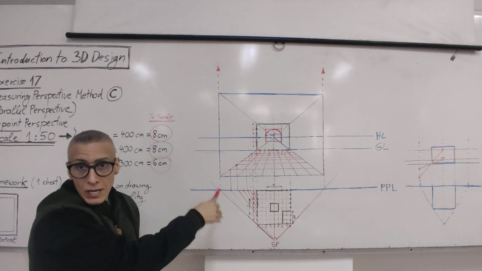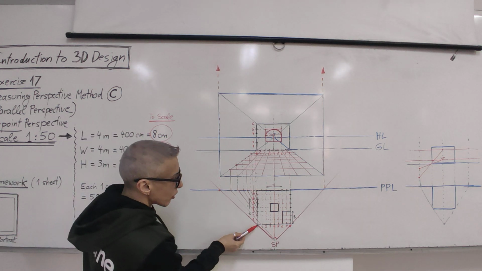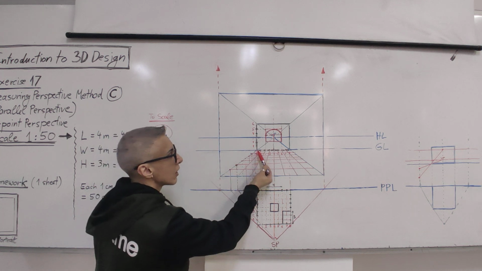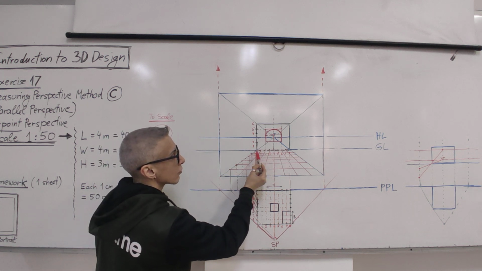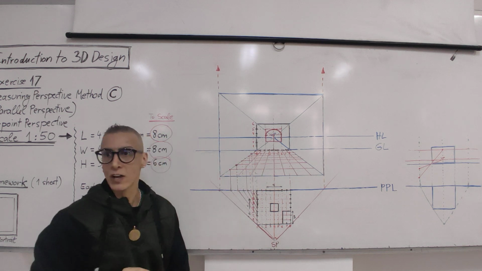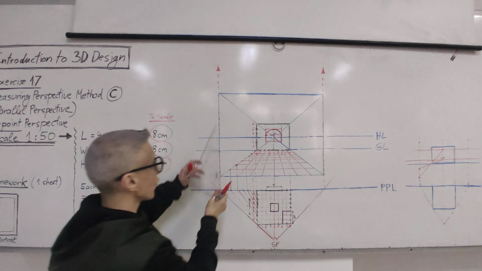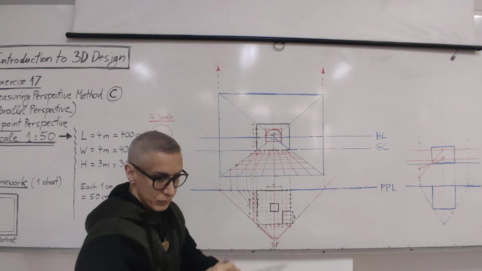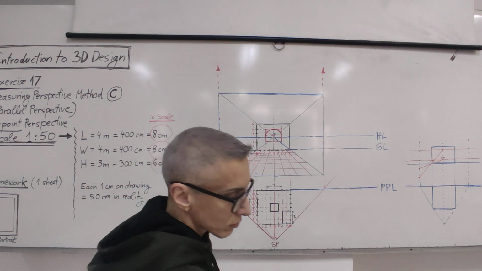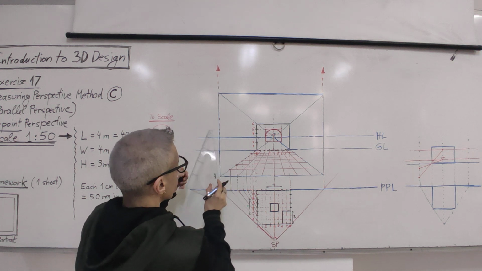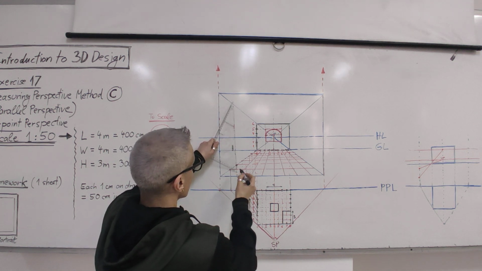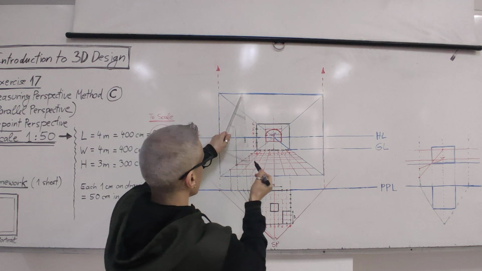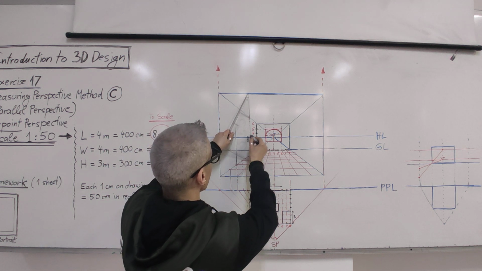Or if you already made the tiles, you can just count 1, 2 tiles from here, 1, 2 tiles from here. This is the start, and 1, 2 tiles from the back, and this is the end of the door. So now we put this up, and from this point up.